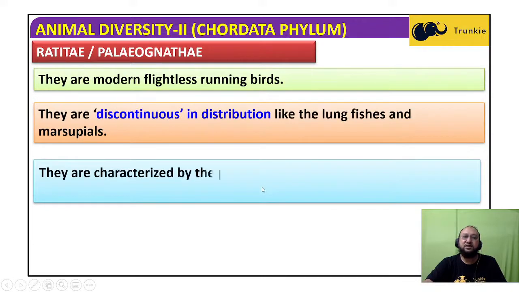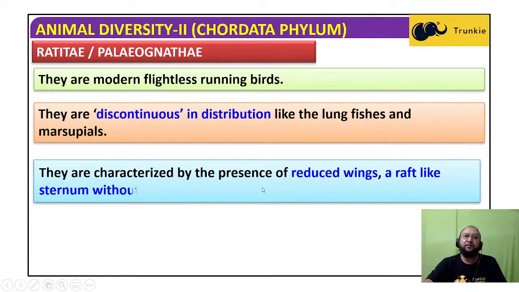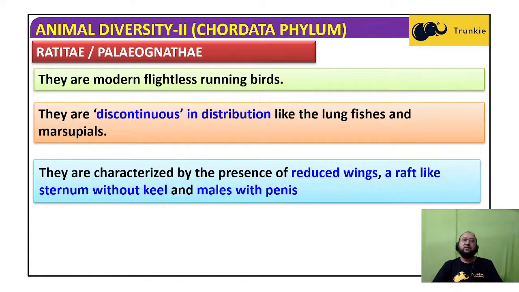They are discontinuous in distribution, like the lungfishes and marsupials. Marsupial means the kangaroos among the mammals. Discontinuous in distribution means not found all over the world. Found in some regions, endemic. Like in Australia and New Zealand, we find marsupial kangaroos, not everywhere. These flightless birds are also found in only some parts of the world, not all over the world.